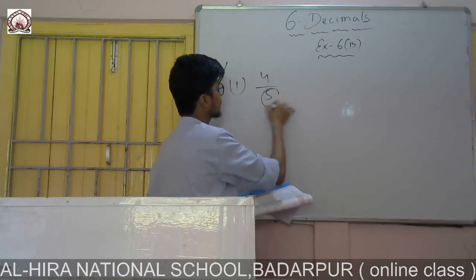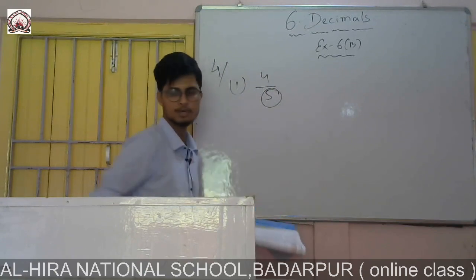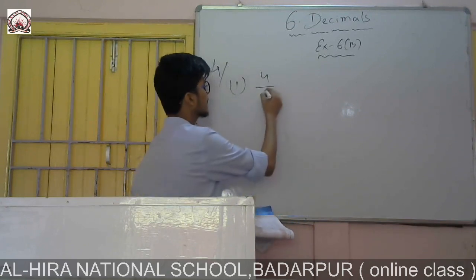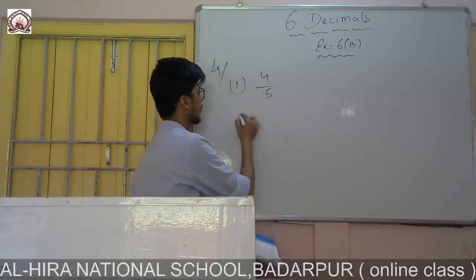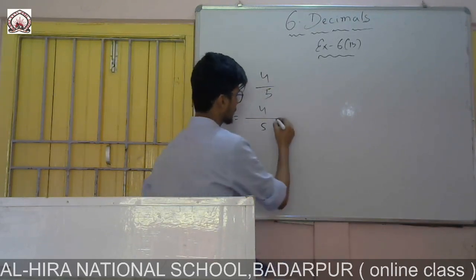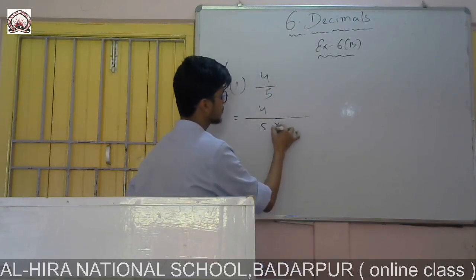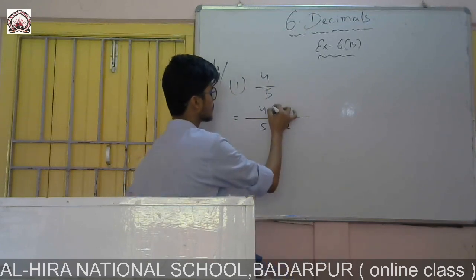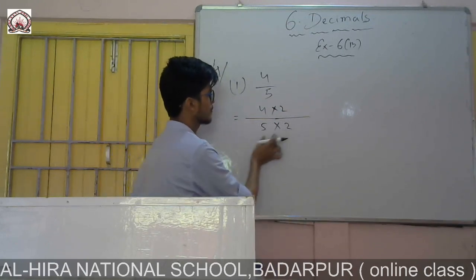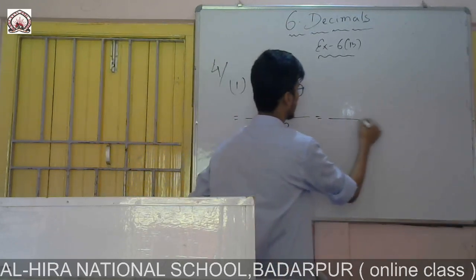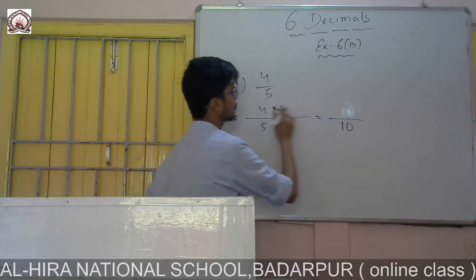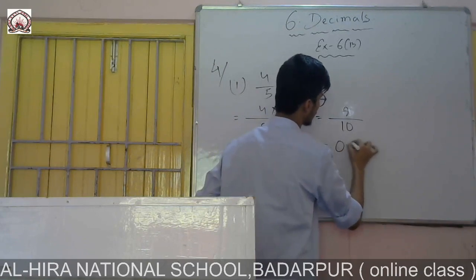Question number 4, part 1. It is given 4 by 5. I have to convert this denominator into multiples of 10. Then only I can write it as decimal. So you write 4 by 5. If I multiply these two parts, see, 5 2s are how much? It is 10. So there also I can multiply it. I have multiplied with 2 because I have to make this denominator 10. So 5 2s are 10, so there also I have to put 2. 4 2s are 8, which is equal to 0.8.